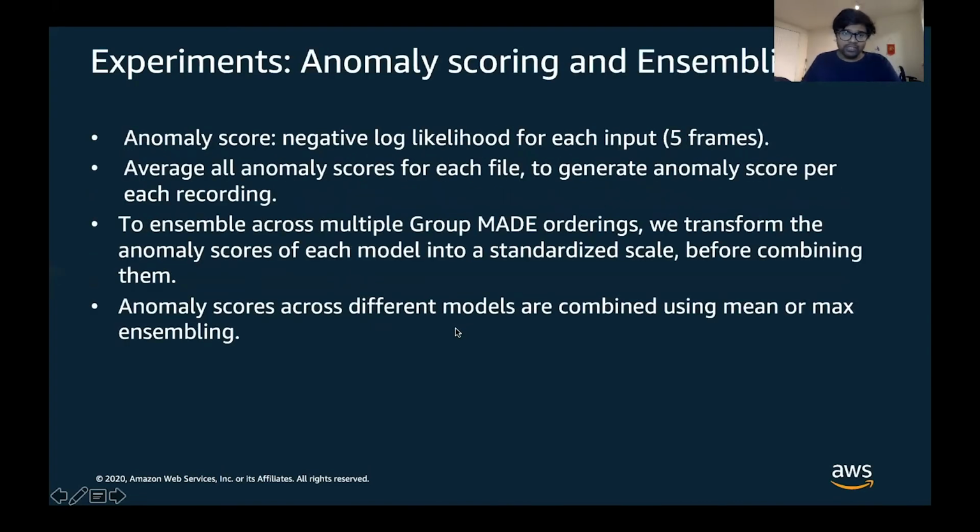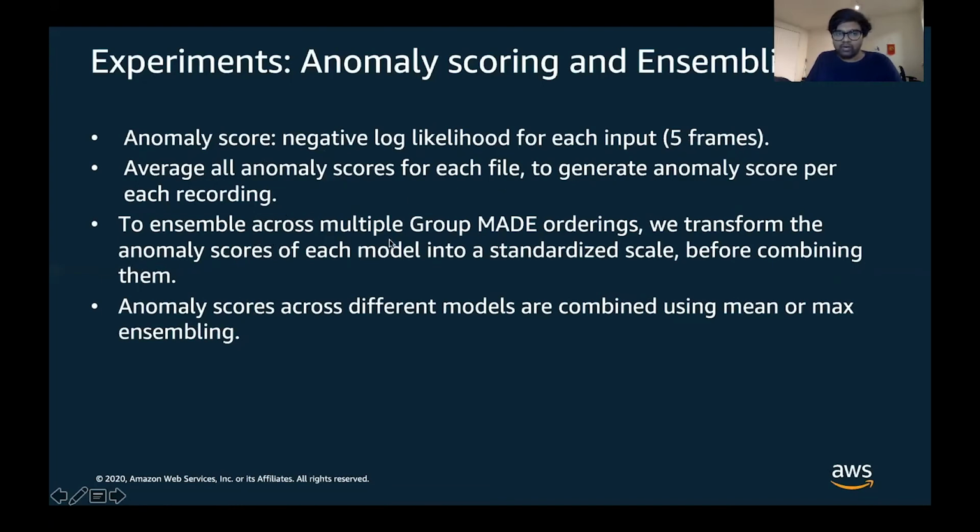The way the anomaly score happens is essentially for each input, meaning 5 frames, we get a log likelihood from our trained GroupMADE model. We take the negative of that, and that's our anomaly score. So higher anomaly score means it's an anomalous point. Then we average all the anomaly scores that we get for each file, and that's how for each file, we get 1 anomaly score.